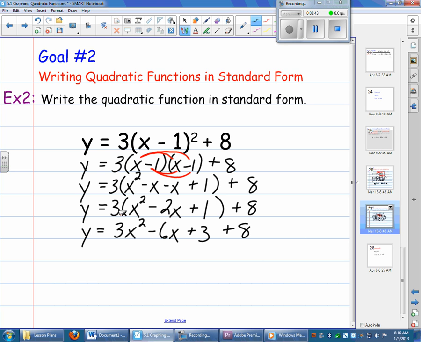Notice once we've FOILed and distributed, all that's left now is adding and subtracting of terms. There's no more multiplying going on here, which means all we need to do is look for things that are like. Once we get those combined, we should be completed with our problem. So we have 3x squared minus 6x plus 3 and plus 8 will give us a plus 11. And there we go. Notice it is in descending form here, or what we call the standard form: highest power, the next highest power, lowest powered term from left to right. It is still an equation, y equals, just like your answer should be tomorrow.